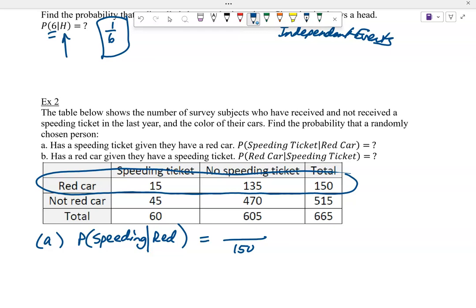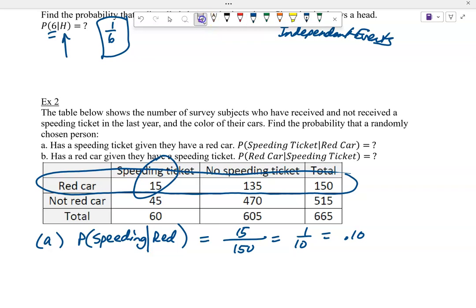So what's the probability of pulling out somebody that has a speeding ticket, given they have a red car? Well, how many speeders that had red cars were there? 15. So I have 15 out of 150, in other words, a 1 in 10 or 10% chance of pulling out somebody that has a speeding ticket, given that they have a red car.